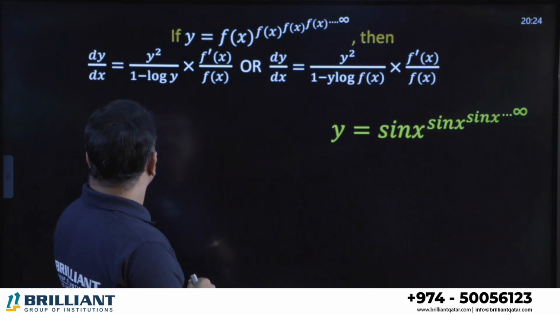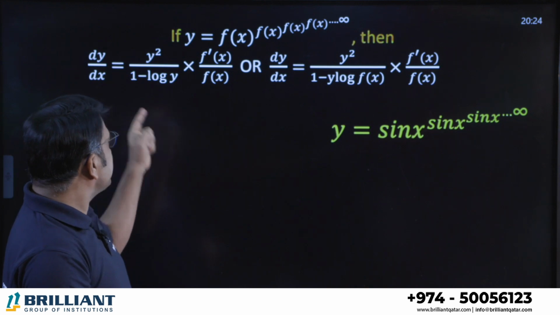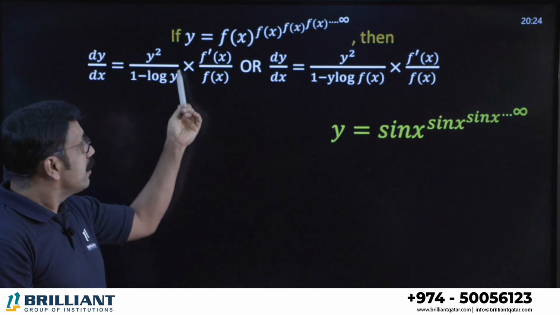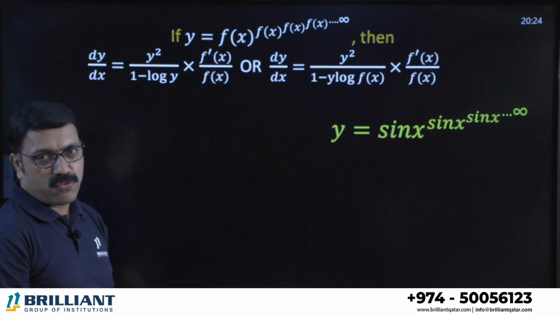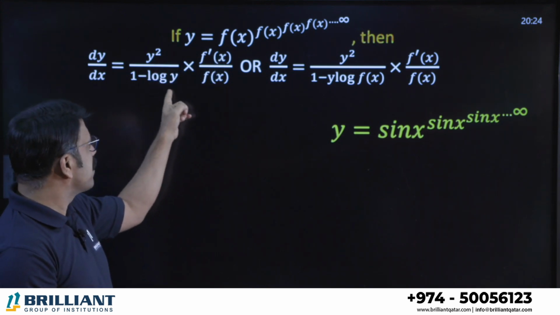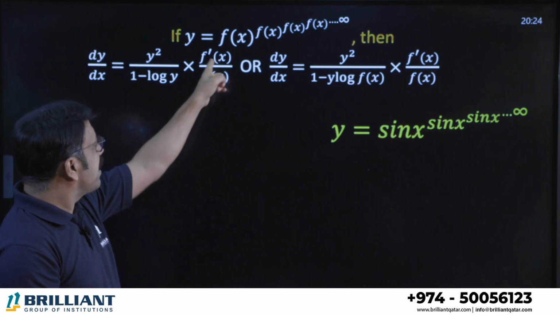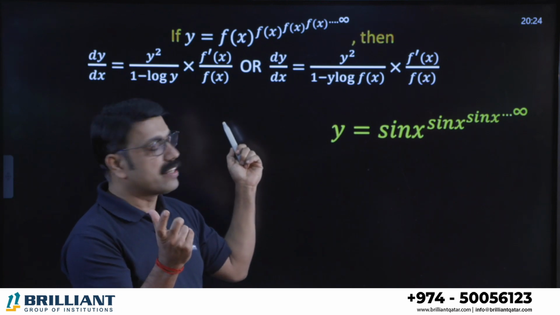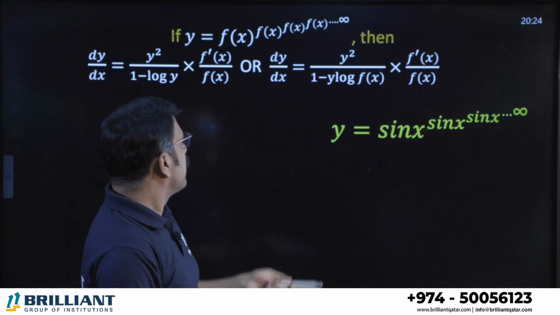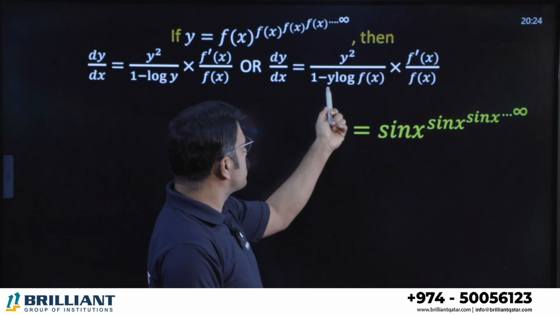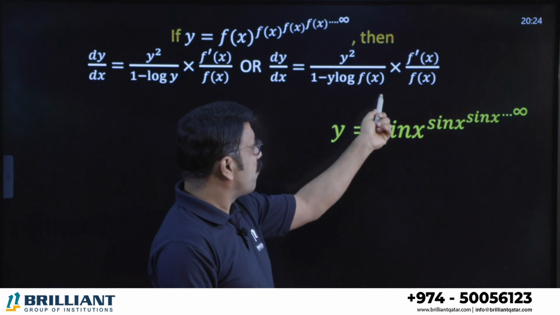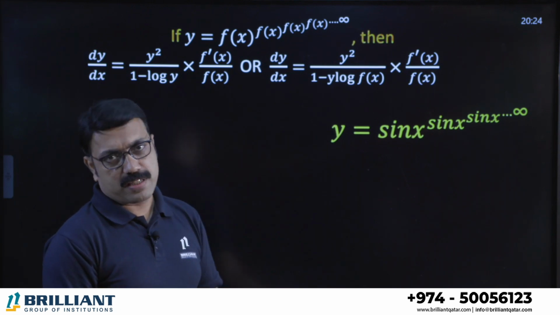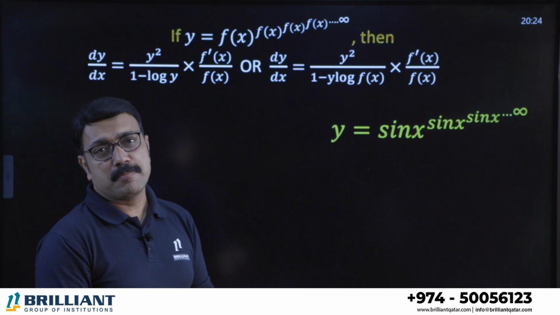Please check, dy by dx equals y square by 1 minus log y into f dash x by f of x. Always we want to keep y square by 1 minus log y. Only f dash x by f of x is needed there. Or sometimes in the options you can see another answer: y square by 1 minus y into log f of x, into the same f dash x divided by f of x. We can check the examples, then it will be more clear.